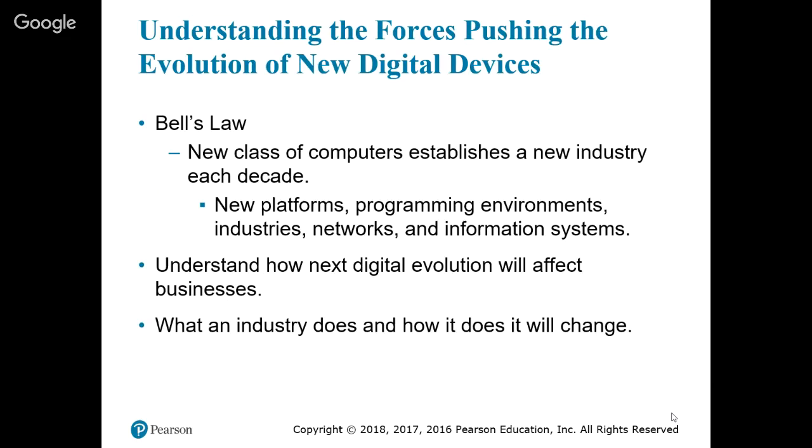If you talk about Bell's law, what's Bell? Bell's law basically says that there's a new class of computers that are established. So basically, a new class of computers establishes a new industry each decade. What that means is that new computers come out, new types. It doesn't only have to be computers; it can just be new technologies. New technologies will establish a new industry.